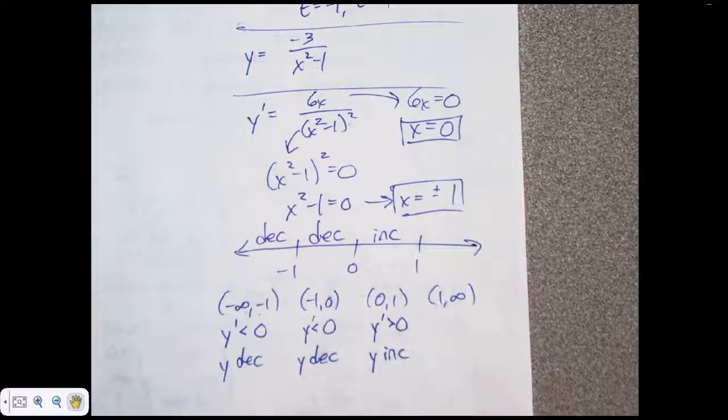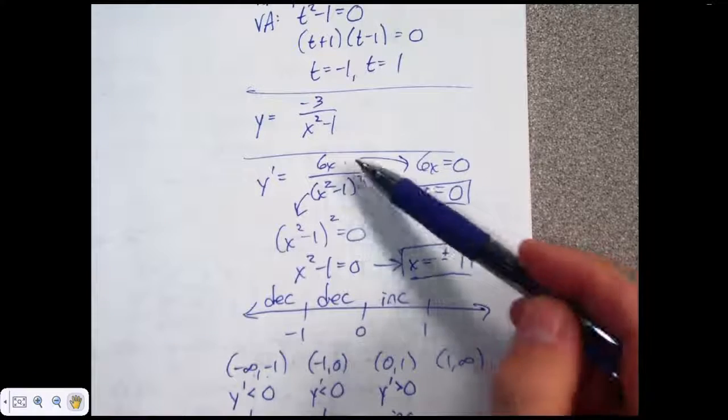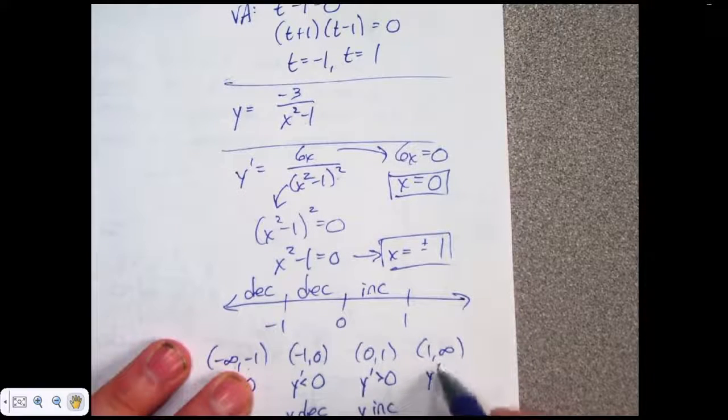This last section, 1 to infinity, so let's say I put in 5. Top and bottom will both be positive, so y prime is greater than 0. So y is increasing.